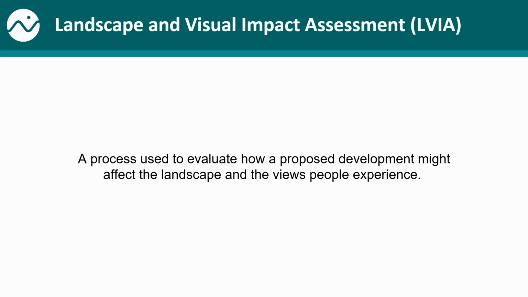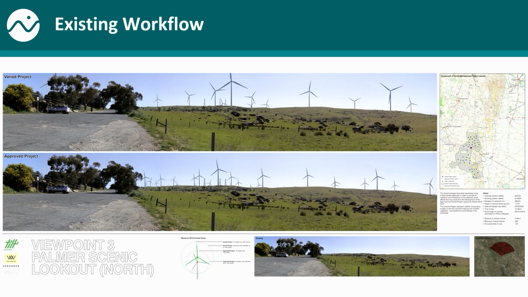Okay, so what is Landscape and Visual Impact Assessment, or LVIA, as I will call it? It's a process used to evaluate how a proposed development might affect the landscape and the views that people might experience once that thing is built. The typical process is something like this.